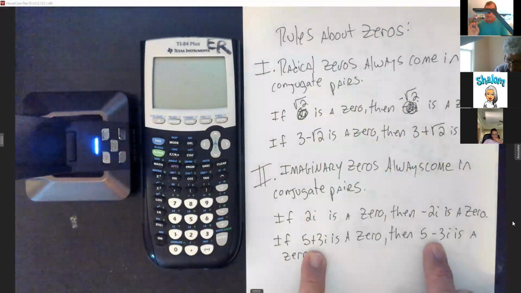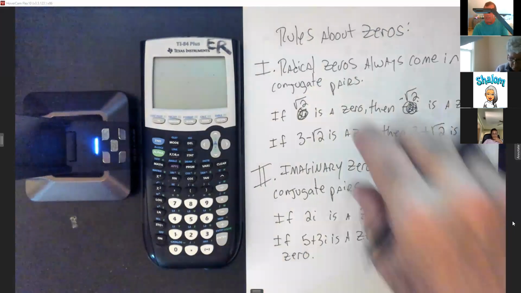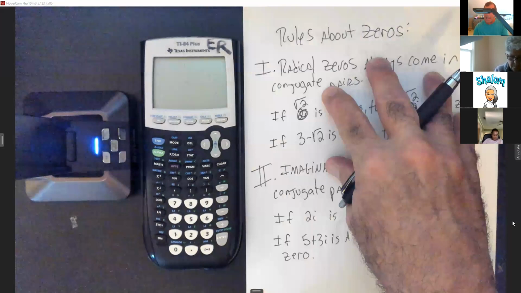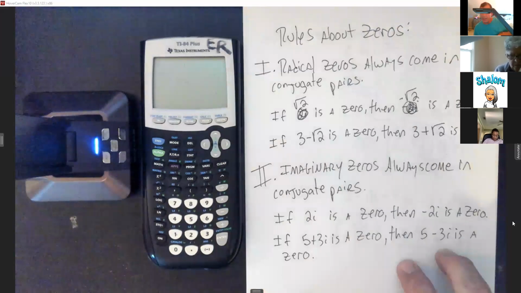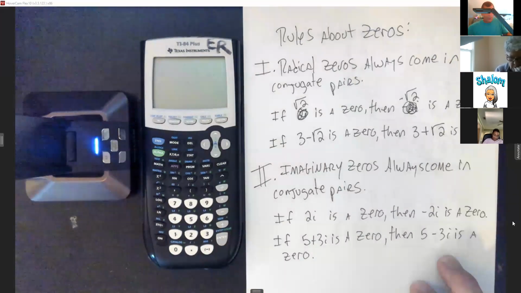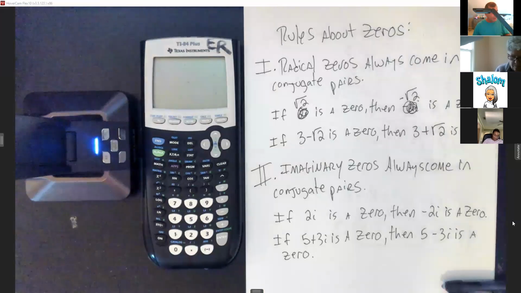So, radicals always come in conjugate pairs. Imaginary numbers always come in conjugate pairs. Okay, so I'll let y'all write that, and then I'll hit y'all with the next examples.